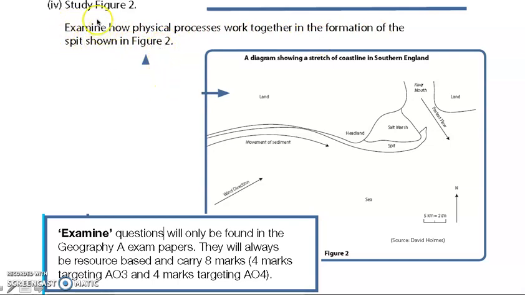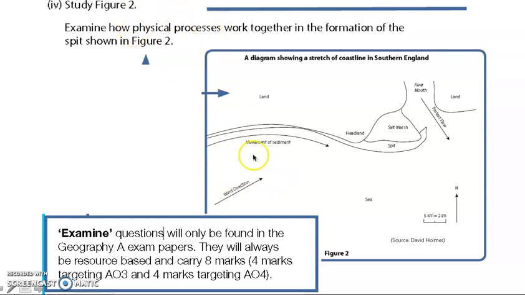So the command word, examine. We know it's going to be worth 8 marks. The physical processes. So this is where we need to show our explanation, our understanding. What physical processes are involved in a spit? Now notice here, there's this little bit of assistance here. These will only be found in Geography A, that's the one that you're doing, and will always be resource based and carry 8 marks. So first of all, you need to think about what are the physical processes that are involved. Okay, so have a think about that.